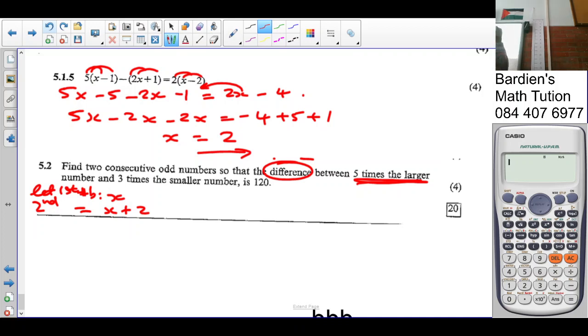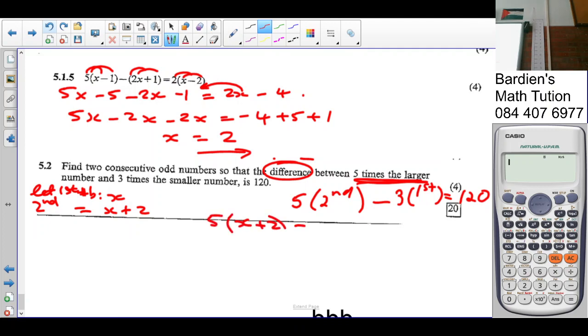But anyway, the difference between 5 times a larger number, is the first number the larger or the second number the larger? Second number. 5 times the second number, the difference means minus, and 3 times the smaller number, 3 times the first number is 120. Right, let us see. So it's going to be 5 into, what's the second number? X plus 2 minus 3 times x equals 120.